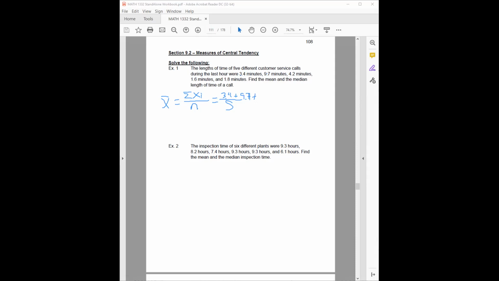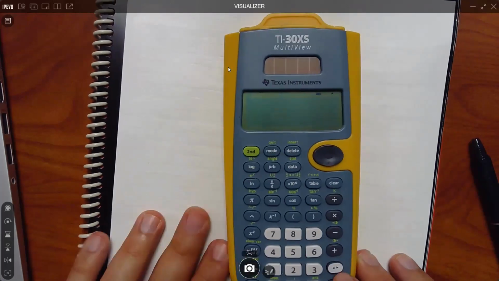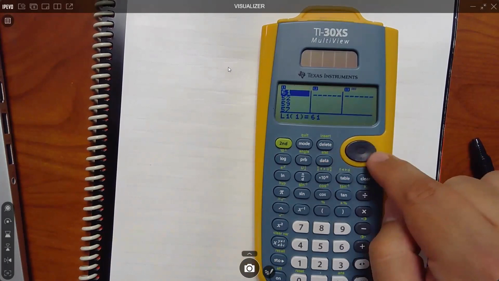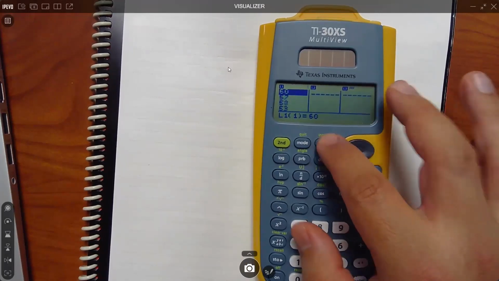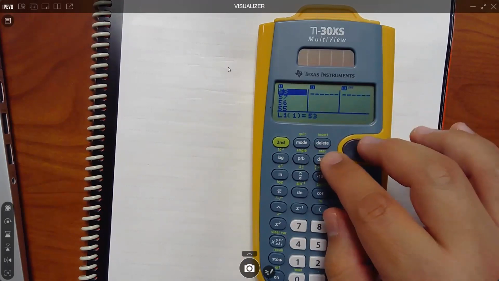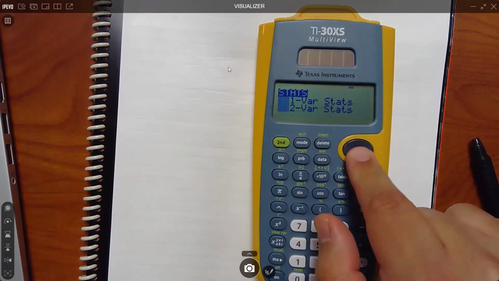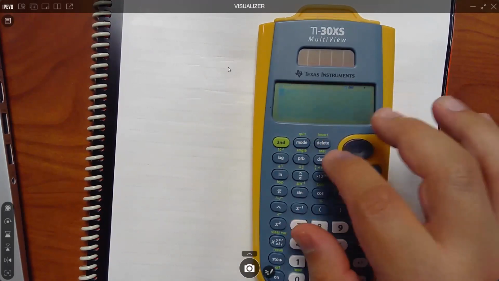Now, let me show you how to do it on the calculator. So the numbers were, so what you can do is hit data. And notice here I have a list of stuff. So I would just keep hitting, just delete the entire list. I believe you can clear it somewhere. Let me see. Oh, I'll just delete one by one.